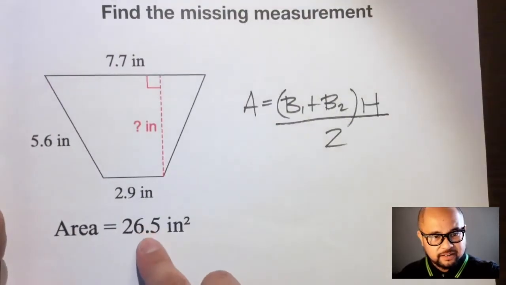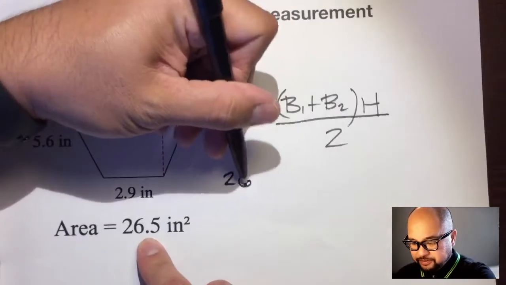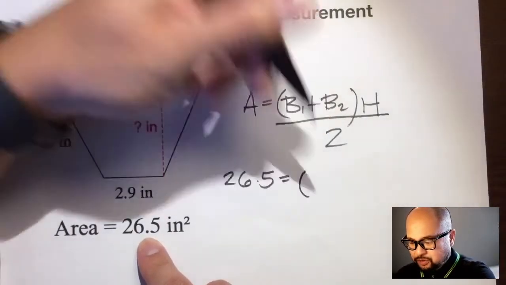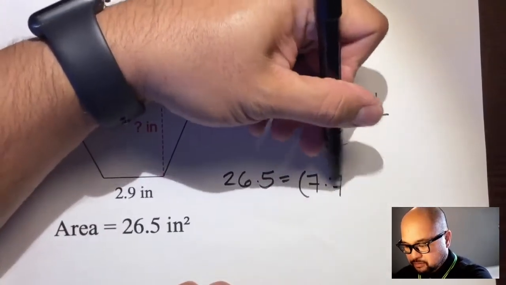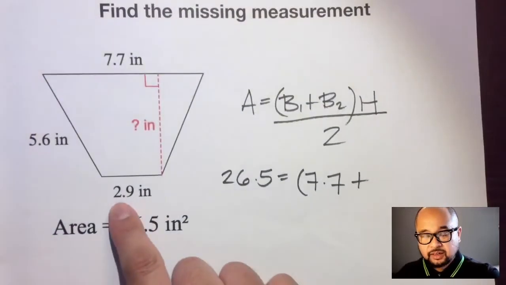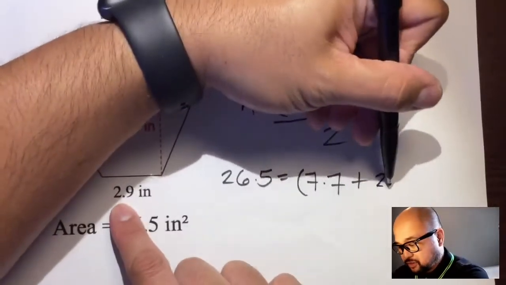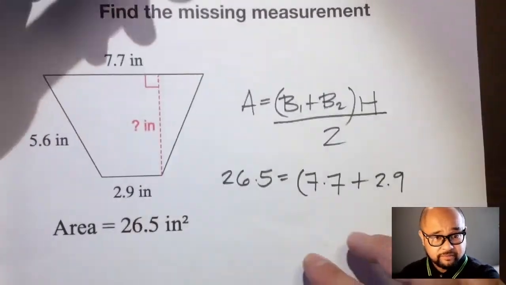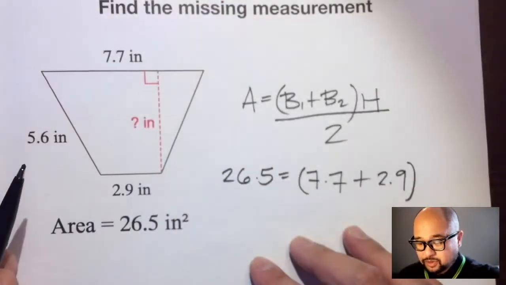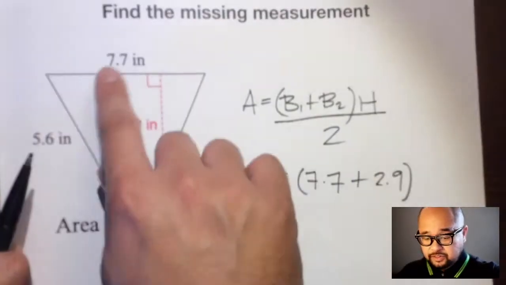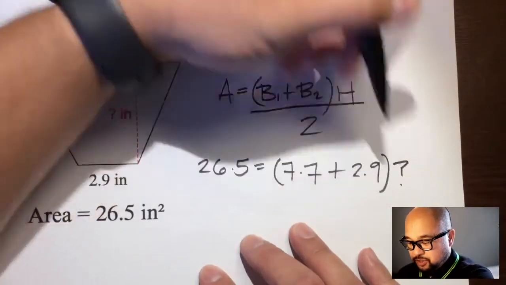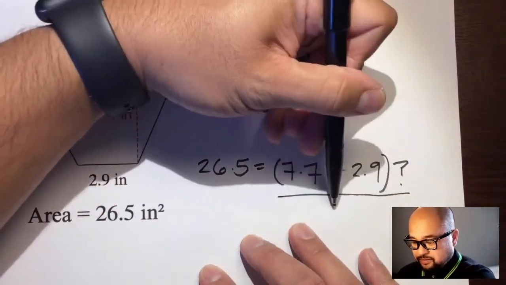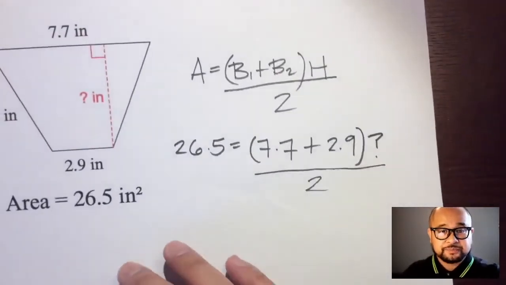Area, they give us the area, which is 26.5, is equal to one of the bases, 7.7, plus the other base, 2.9. You could have written 2.9 plus 7.7, doesn't matter. What's the height? Which one is perpendicular to both of these bases? Question mark. So let's put a question mark right there, and let's divide it by 2.